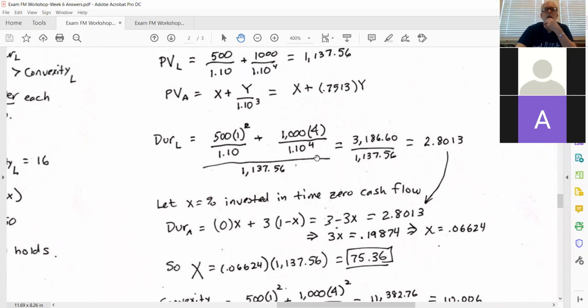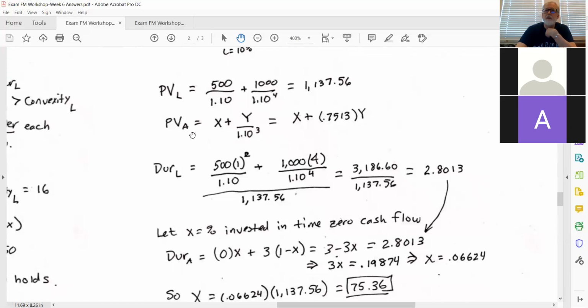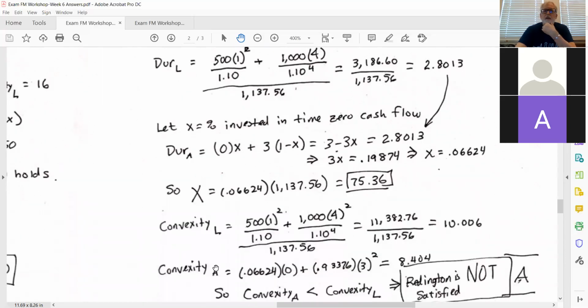All right, so the only thing we need to check for Reddington now, since we know that the present value of the assets equals the present value of liabilities, and the duration of the assets equals the duration of liabilities, there's only one more thing to check, and that's the convexity of the assets versus the convexity of the liabilities.